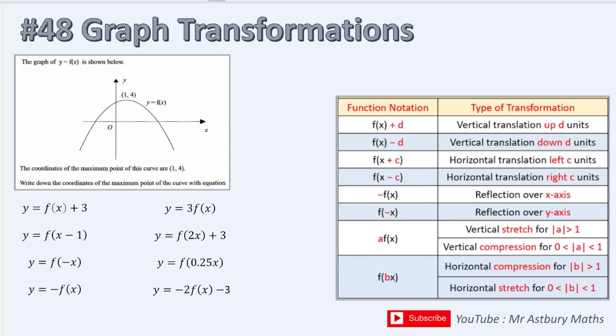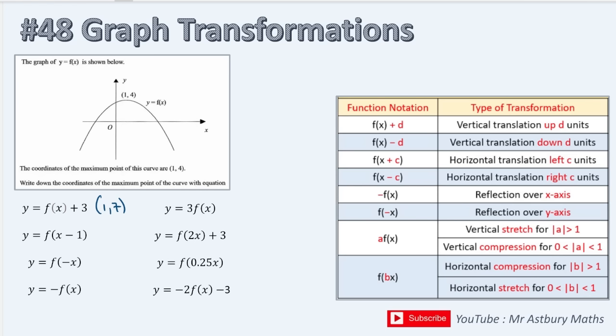Right, first off, we've got this minimum point here, and we've got to figure out how it changes with all of these different graph transformations. Okay. When you add 3, it shifts the graph up by 3, so the y coordinate will change by 3. So it's 1, 7.